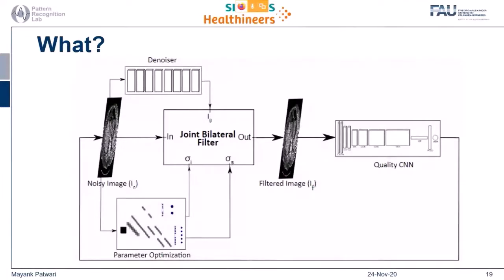We have our image, we get a prior image, we have the bilateral filters, we have two parameters whose value is tuned by the parameter optimization network. Then based on how good it is, we estimate the quality with the quality CNN, and then we put it back in and repeat the process until our image is clean enough. In practice, usually one iteration is enough to remove all the noise.